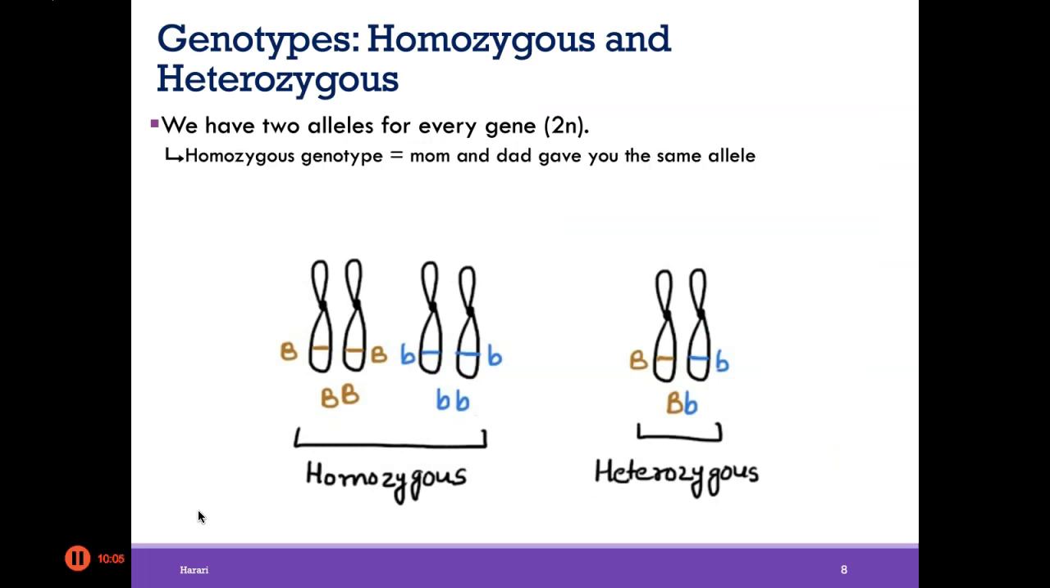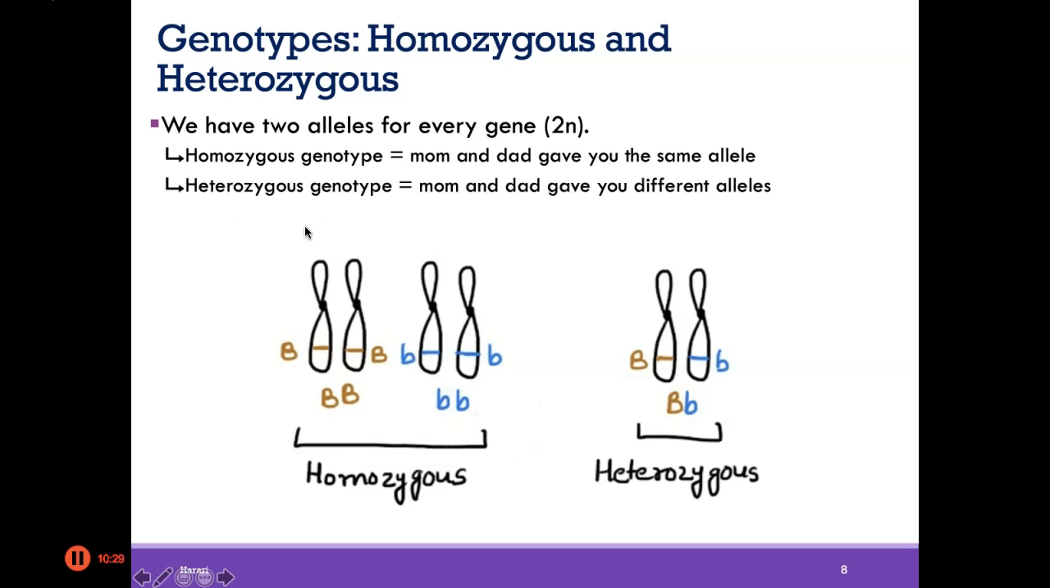Right, so if we have two alleles for each gene, and you have a homozygous genotype, that means mom and dad gave you the same allele, the same version of the same gene. So let's say in the case of eye color, let's suppose there are only two alleles, brown or blue. If you got two copies of brown eyes or two copies of blue eyes, that means you're homozygous for eye color. In a heterozygous genotype, we have mom and dad giving you different versions of the same gene. So suppose mom gave you brown eyes and dad gave you blue eyes, that means you are heterozygous for this trait.